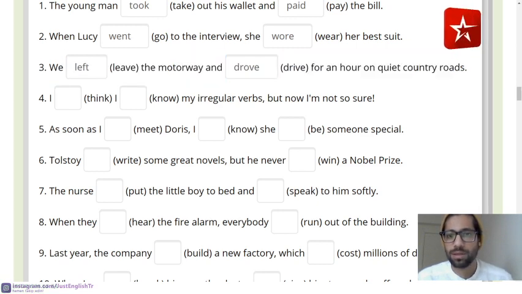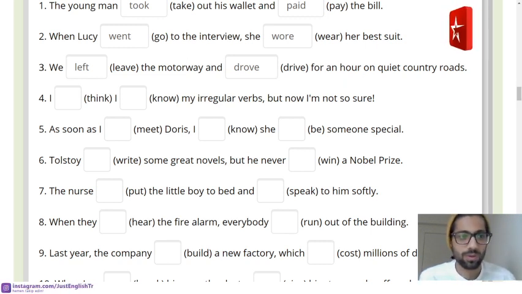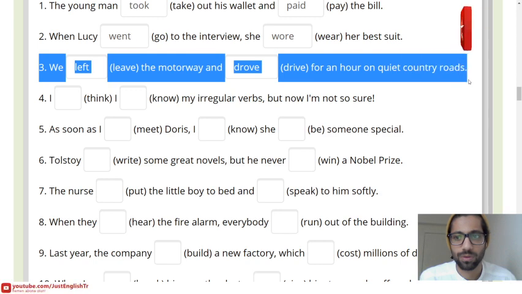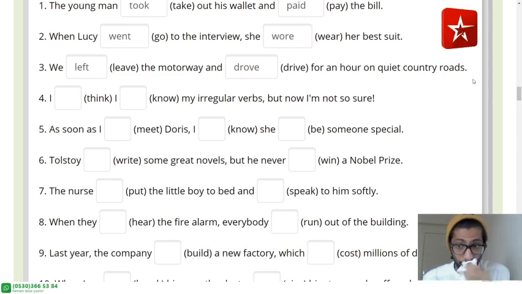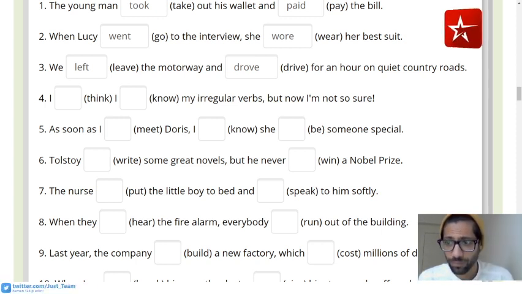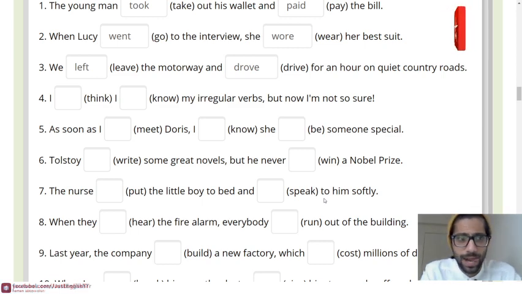Why, Miss Nursina? Why expression with ago? We don't have ago here. Number 3. Why expression with ago? Yes, guys, yes, correct, thank you.